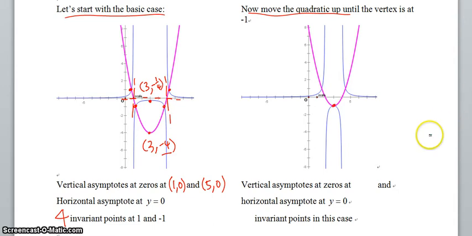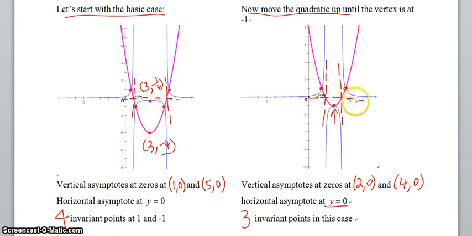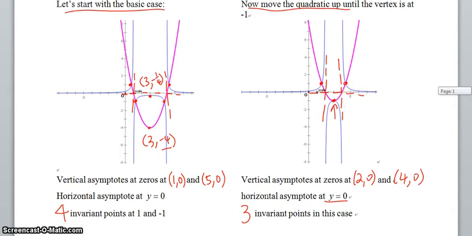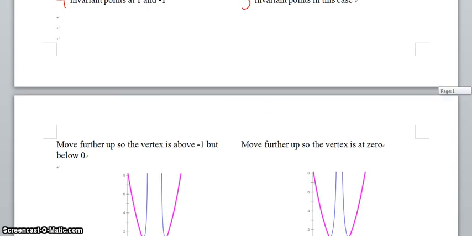Okay, so this is your first case. The second case, still, there are 2 vertical asymptotes, at 2 and 4 right now, and there's a horizontal asymptote here. How many invariant points? In this case, there's only 3 invariant points. 1, 2, 3. Okay, and this point stays where it is. Now, keep going.